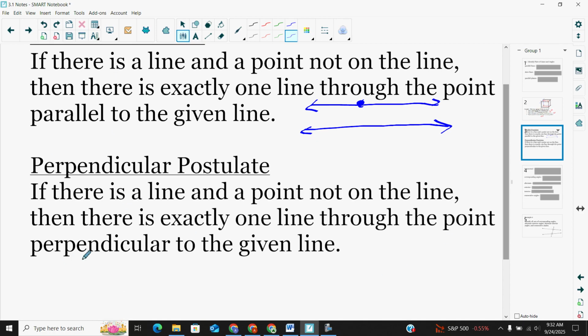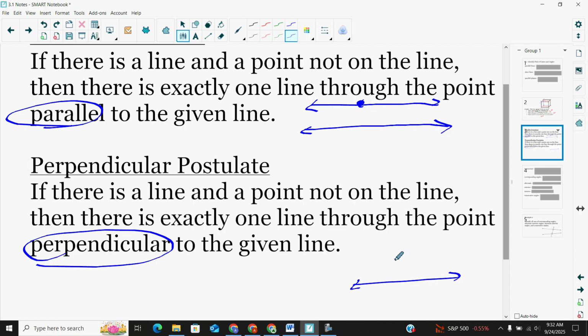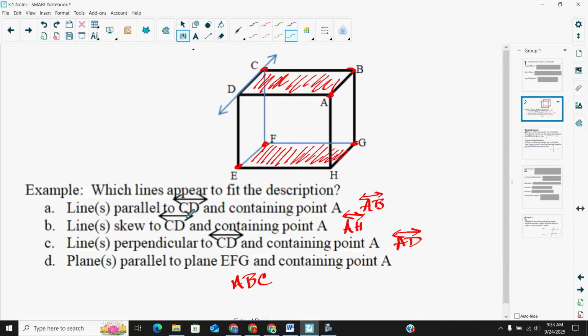Again, these say exactly the same thing outside of this word right here. If we have a line and a point not on the line, there's only one line that passes through that point that is perpendicular to the given line. Only one such line exists. So going back to that last example, we were asked for a parallel line to CD that contains a point. There's only ever going to be one here.